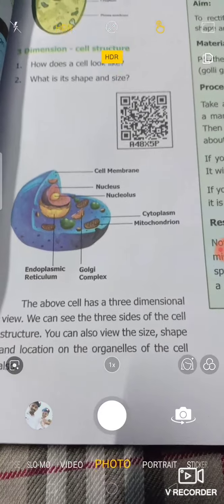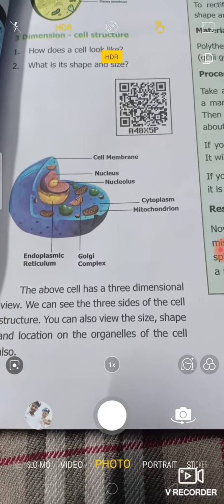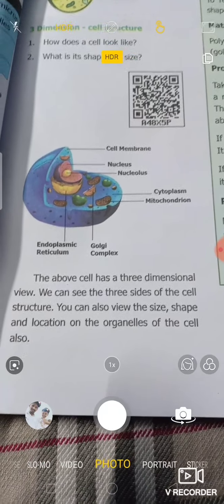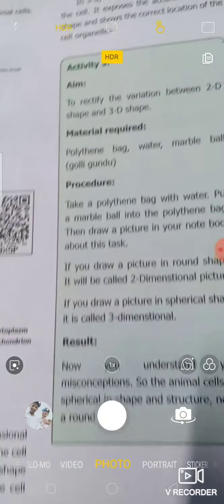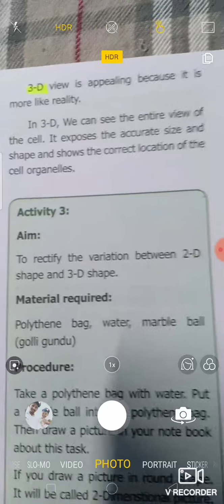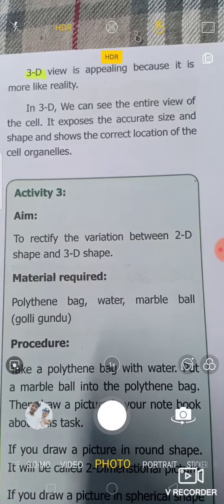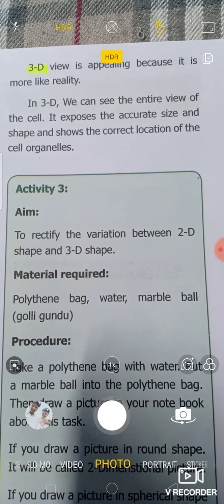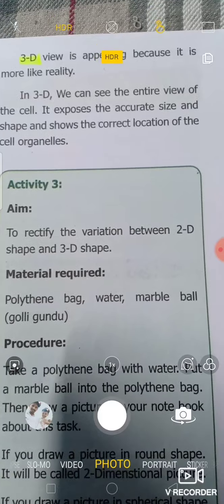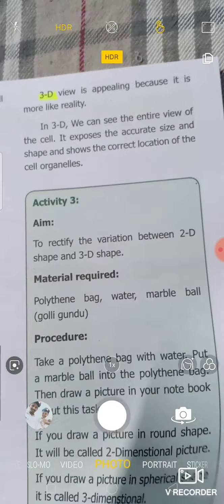The above cell has a three-dimensional view. We can see the three sides of the cell structure. You can also view the size, shape and location of the organelles of the cells. 3D view is appealing because it is more like reality. In 3D, we can see the entire view of the cell. It exposes the accurate size and shape and shows the correct location of the cell organelles.